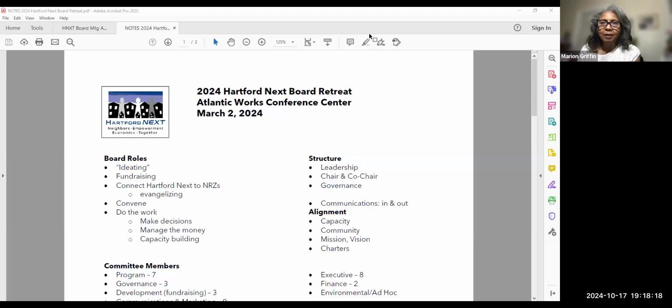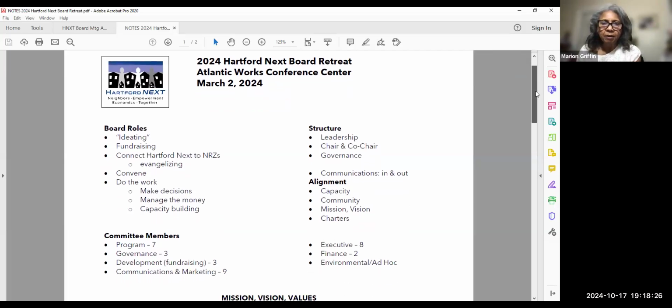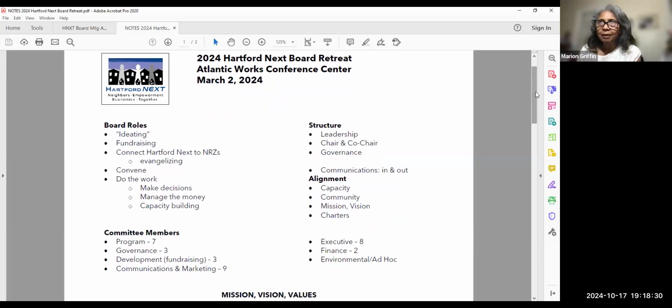If you could pull up the document that we had from the retreat. We had a retreat on March 2nd, and given a lot of things that were happening, we were supposed to have a fall retreat. So this evening, what I wanted to do was to at least share the summary of our collective ideas under certain headings.